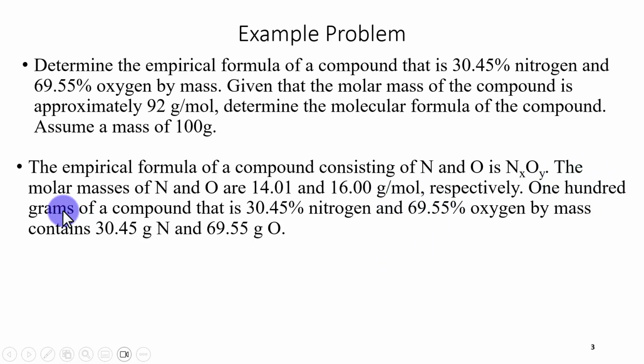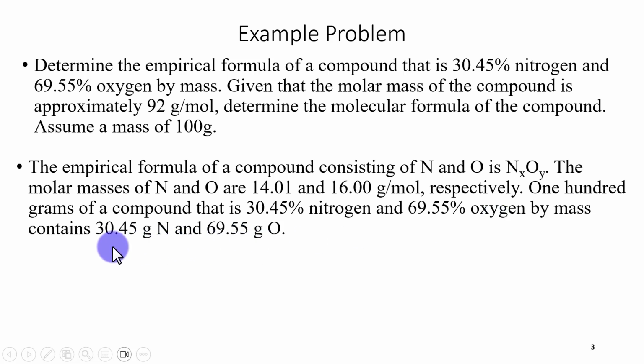Well, nitrogen, if I go to the periodic table, weighs 14.01 grams and oxygen weighs 16.00 grams per mole, respectively. Now, if I have 100 grams of that compound, that's why I assume 100 grams, that has these percentages, that means I have 30.45 grams of nitrogen and 69.55 grams of oxygen in that 100 grams of my compound. That's why we assume 100 grams, because we can convert these percentages into amounts in grams, but the numbers don't change. It just makes the math easier.